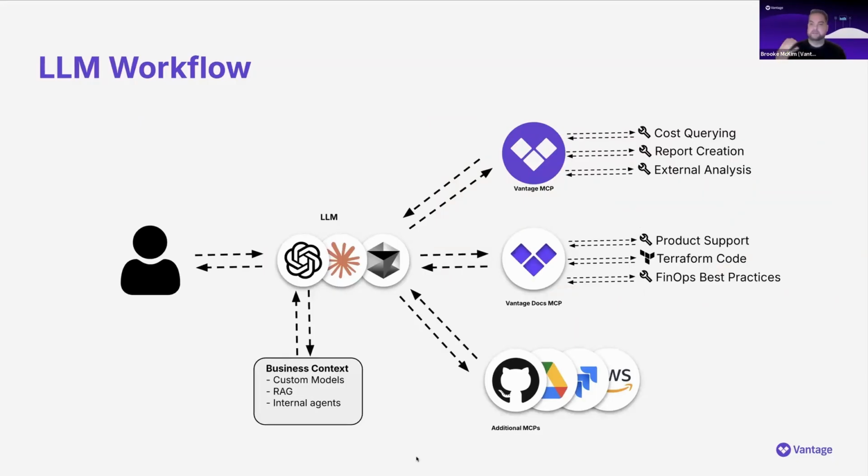And so, like I said, in Vantage, it's being able to query your cost information, your FinOps data sets, anything going on the platform. We've also seen a lot of benefit from hooking our entire documentation suite into that as well. And so we can also guide folks to best practices, how to create Terraform snippets to control things in Vantage, or even just how to use the platform in general. And then you can plug it into Google Drive, GitHub, Jira, AWS, etc.